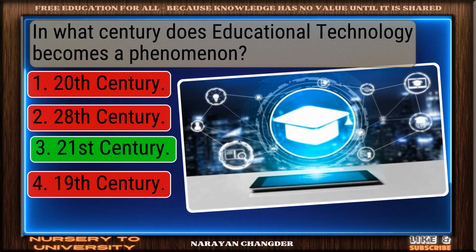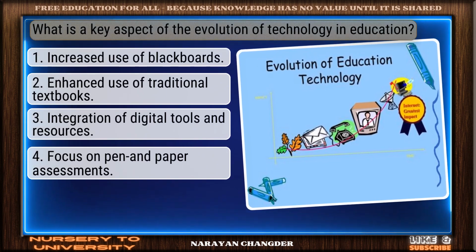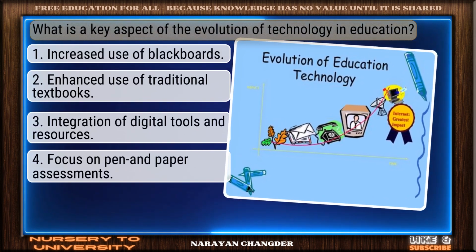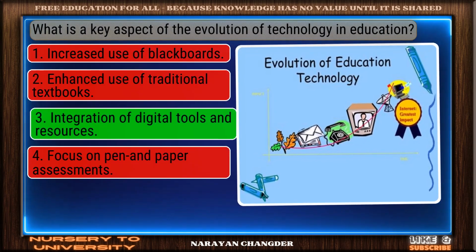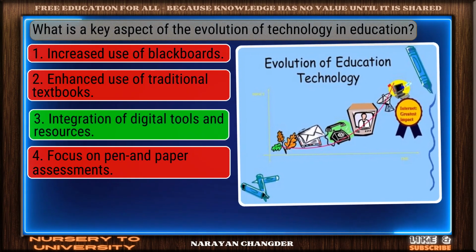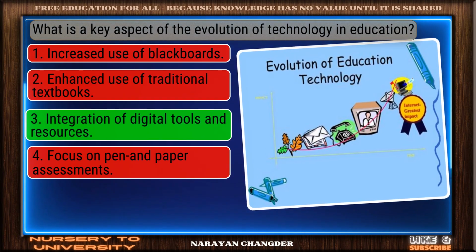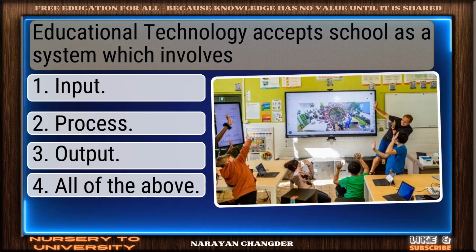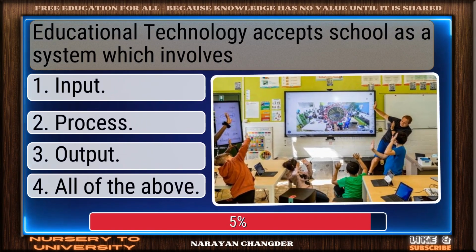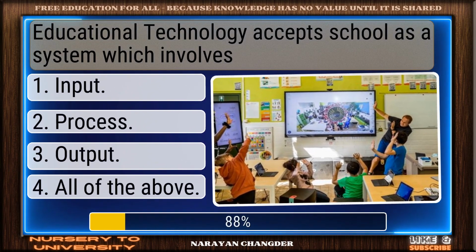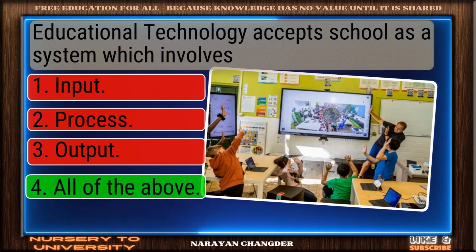Good thinking. 21st century is the right answer. What is a key aspect of the evolution of technology in education? Well picked. Integration of digital tools and resources is the correct answer. Educational technology accepts school as a system which involves... You're right. All of the above is the correct answer.